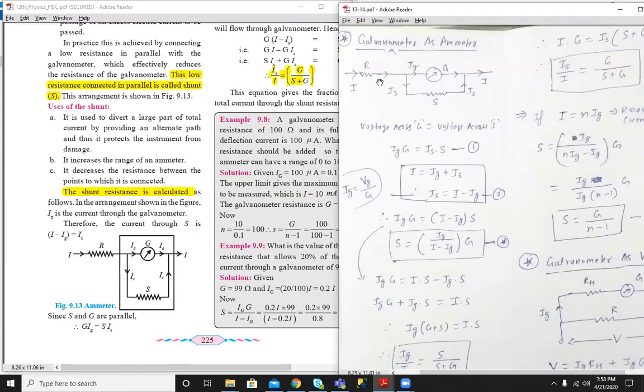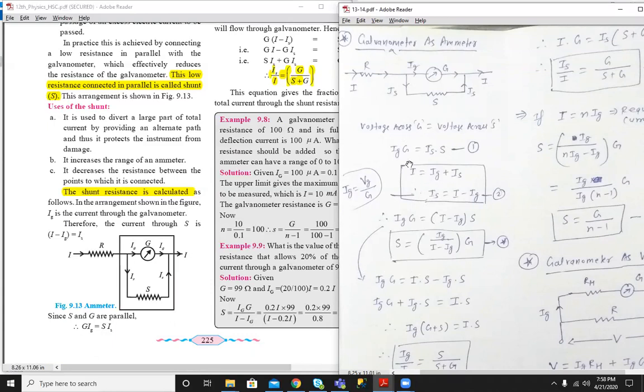By Kirchhoff's current law, I is divided as Ig plus Is. So this is the derivation to find the low resistance, because by connecting this low resistance, we can convert a galvanometer into an ammeter. This is a 2 marks question to find the shunt resistance value.